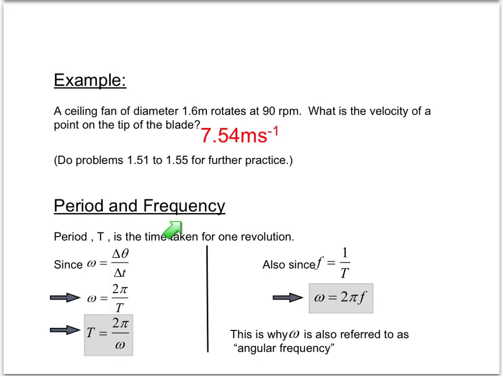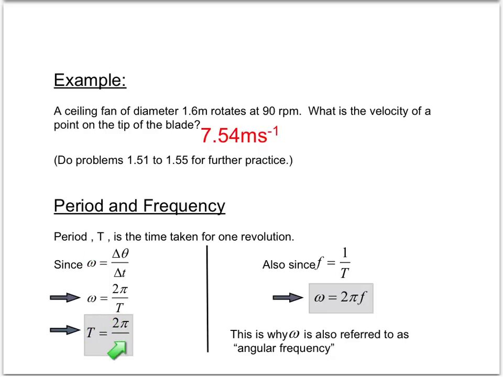Next, we're going to look at period and frequency. Period, capital T, is the time taken for one revolution. Now, since omega is the change of angular displacement with change of time, for one entire revolution, that's one oscillation or one complete revolution, that's 2 pi radians of displacement. We can put that in and call time capital T, because that's the time by definition we're talking about.